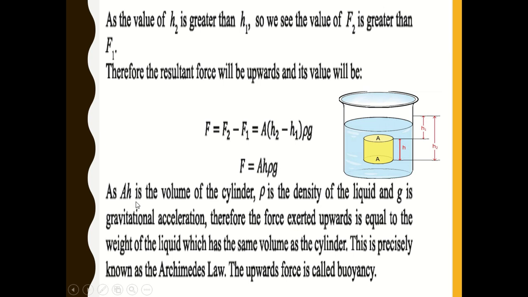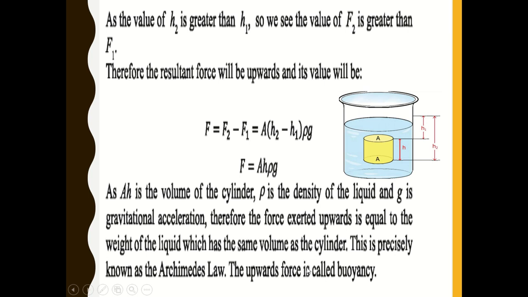As A H is the volume of the cylinder, rho is the density of the liquid, and g is the gravitational acceleration. Therefore, the force exerted upward is equal to the weight of the liquid which has the same volume as the cylinder. This is precisely known as the Archimedes law.